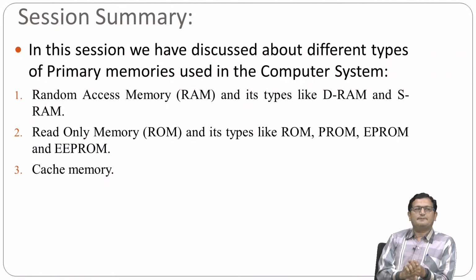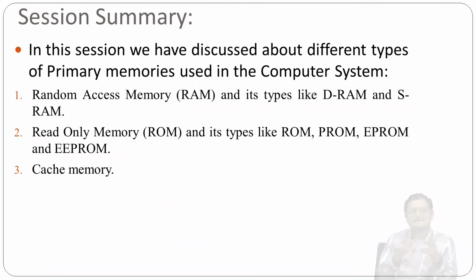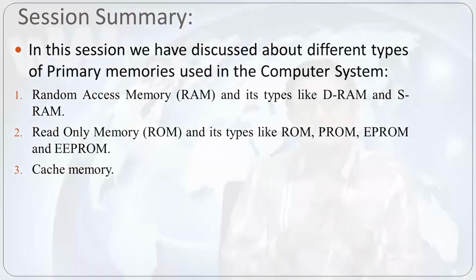So in this particular session, we have discussed what a random access memory is and how many different types of random access memories there are. We have discussed read-only memory, and the different types of read-only memory: ROM, PROM, EPROM and EEPROM. And finally we have discussed cache memory. Fine. So I think this much discussion is sufficient for today's session.